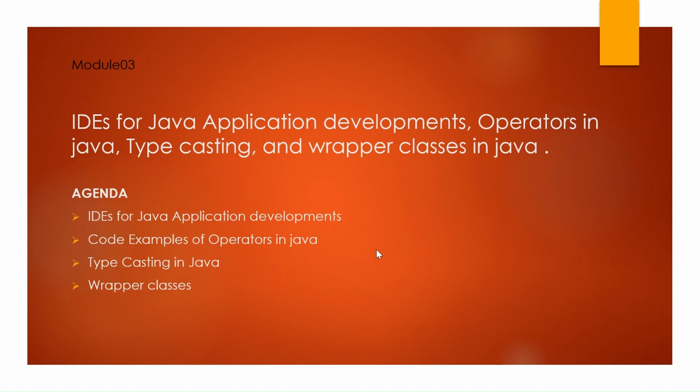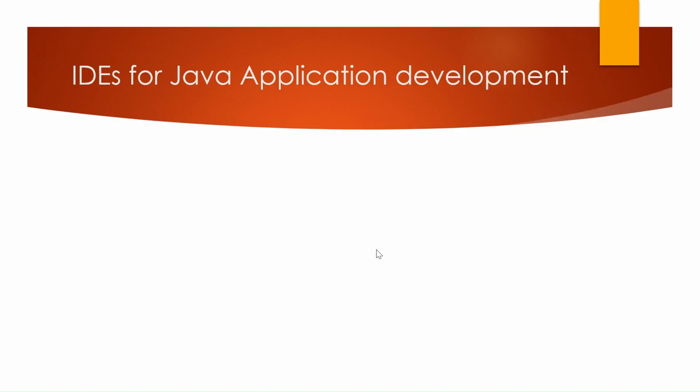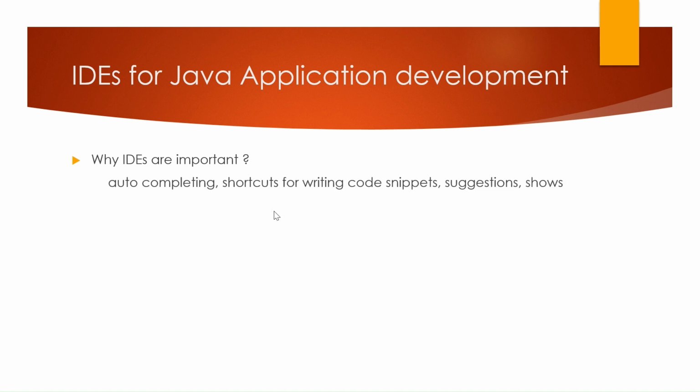So this is the agenda, and let's first see IDEs in Java application development. So why is it important? You have seen that using IDEs we are able to get features like auto completion and shortcuts for writing code snippets. It provides suggestions sometimes. Okay, it also shows typos while writing the code. So these are some features that an IDE provides at the time when you write the code.